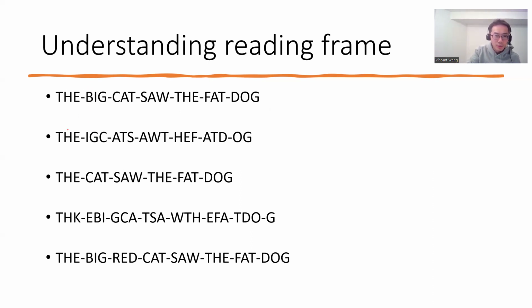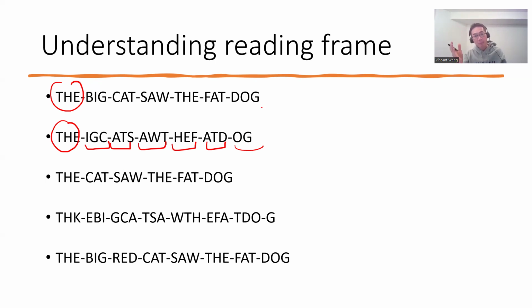So the first word is okay. It's still the. But after I deleted the B, and remember, I can only read 3 letters at a time, the rest no longer makes sense. And the last one is only 2 letters. I can't make out what the sentence is saying anymore for the rest of the way, because by deleting the B, we shift the reading frame. And everything changes after that point.